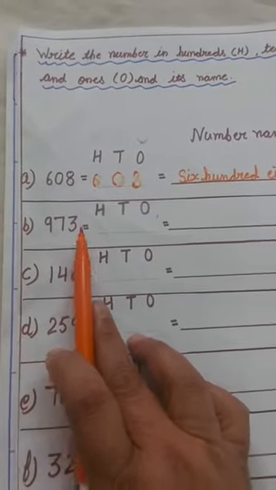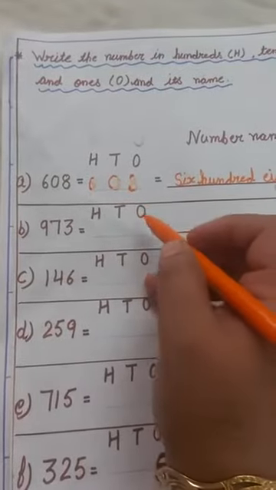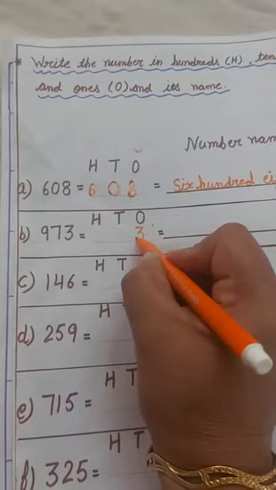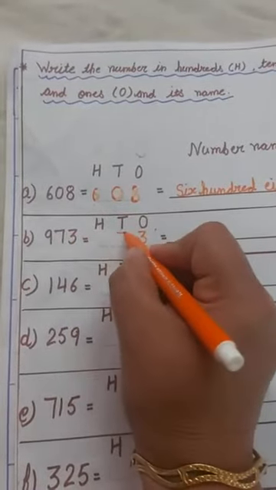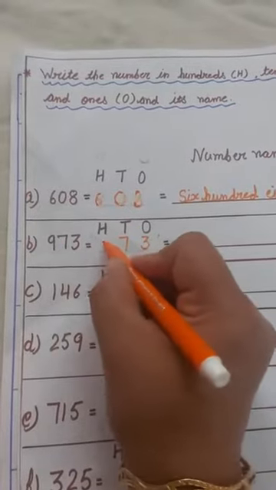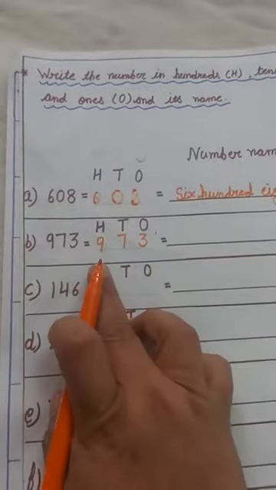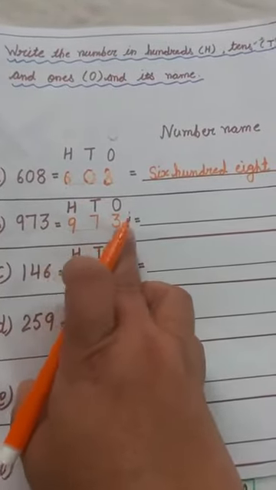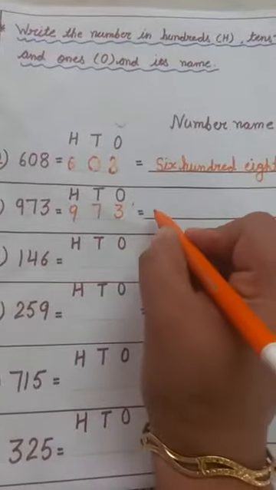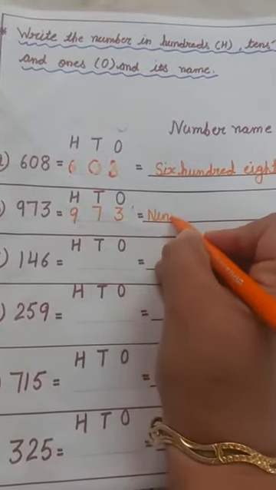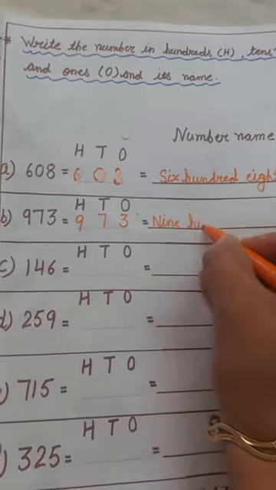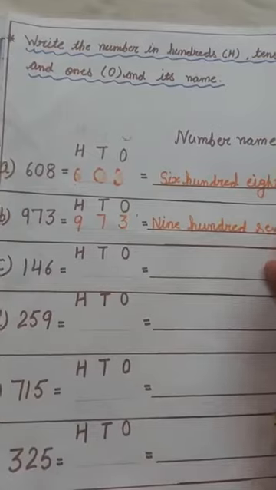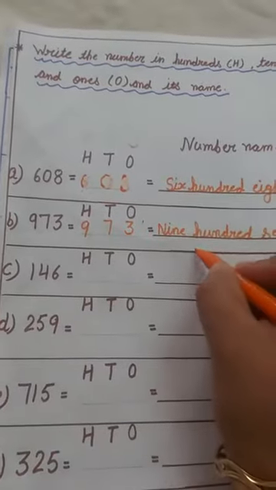So, again first we will write the places ones, tens and hundred. Here we have 3 under ones place and 7 at a tens place and 9 at hundreds place. So, the number becomes 900. 73 को इकट्ठे बोलना है, 73. 973.